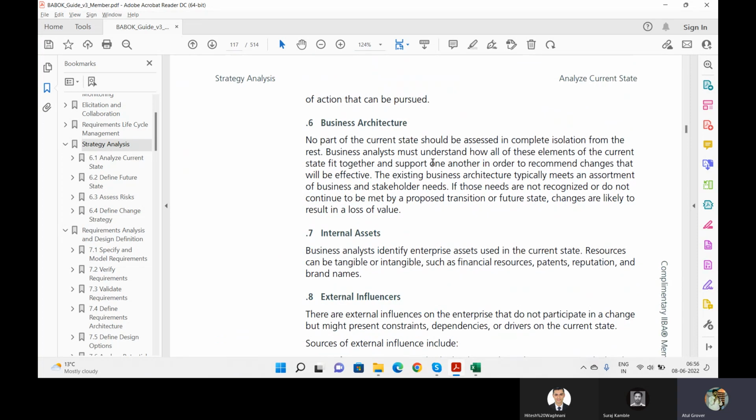And then a few more are there: business architecture, which we discussed in the beginning, architecture analysis. It says that if you want to proceed further from as-is to the to-be, then you have to understand the business architecture first, what you are doing at that point of time. So if you see, business analysts must understand how all these elements of the current state fit together and support one another in order to recommend changes that will be effective.